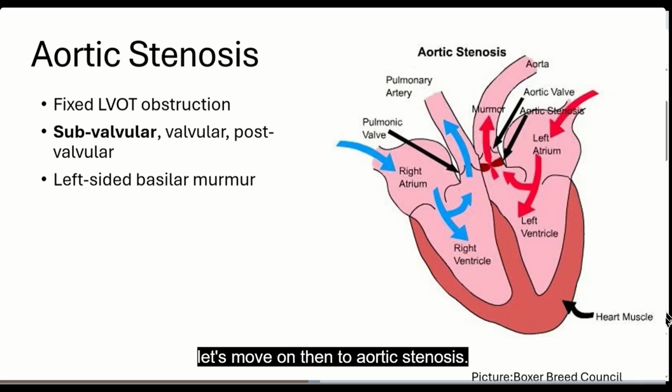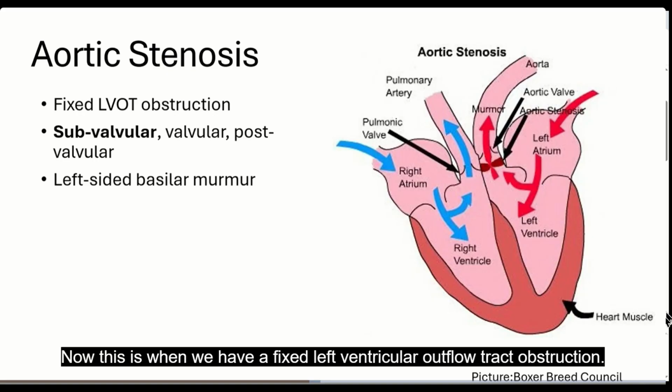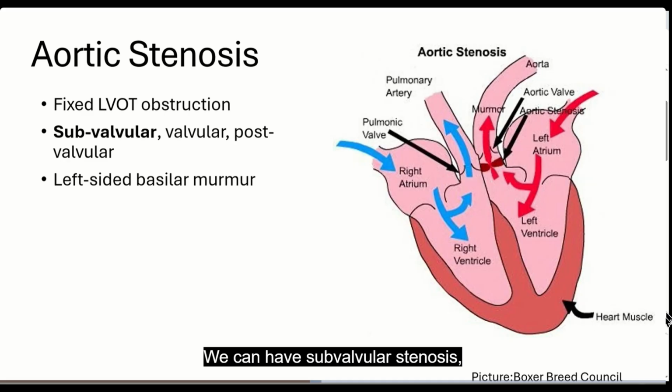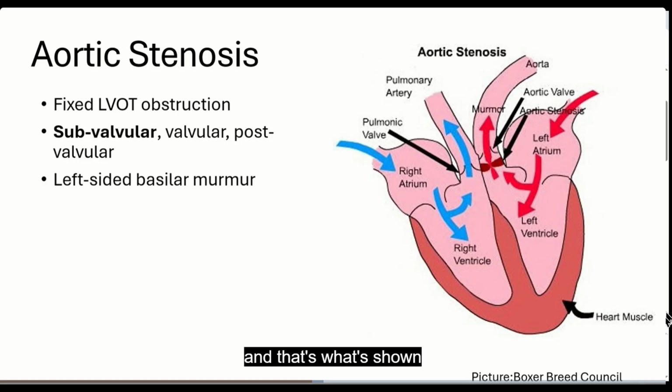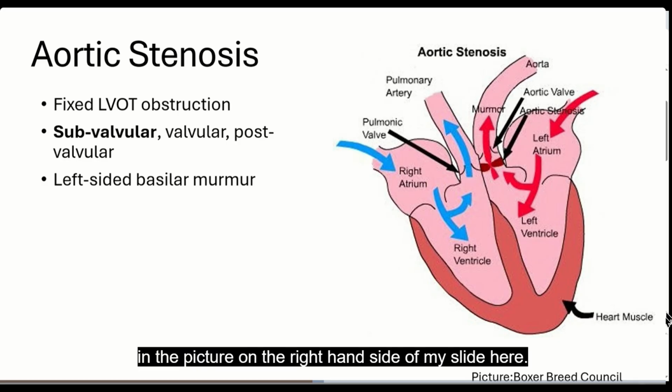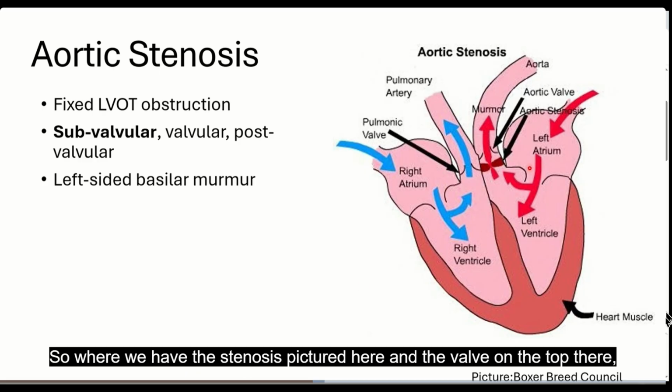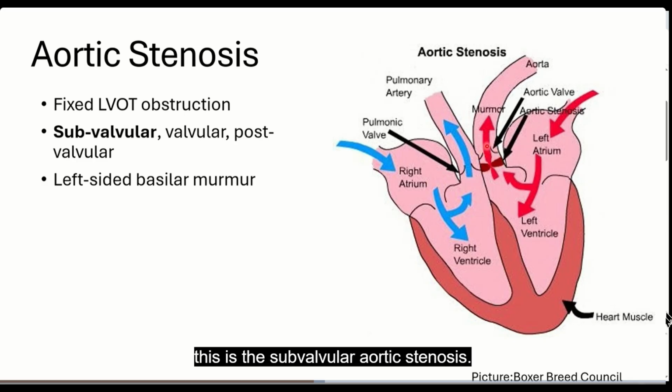Okay, let's move on then to aortic stenosis. Now, this is when we have a fixed left ventricular outflow tract obstruction. We can have subvalvular stenosis, valvular and post-valvular stenosis, but by far the most common presentation is a subvalvular aortic stenosis, and that's what's shown in the picture on the right-hand side of my slide here. So where we have the stenosis pictured here and the valve on the top there, this is the subvalvular aortic stenosis. And we have a left-sided basilar murmur with this one.